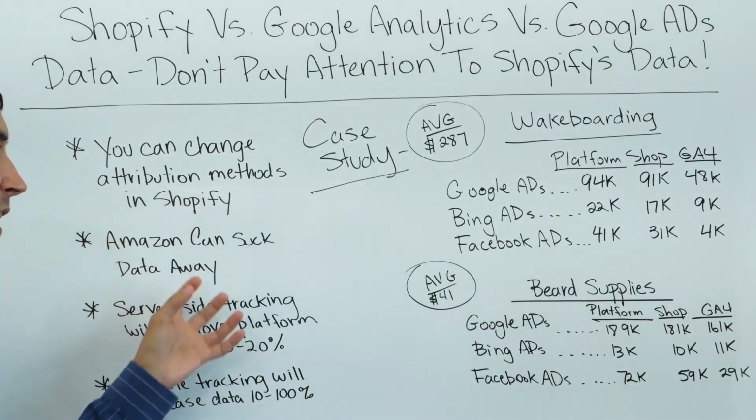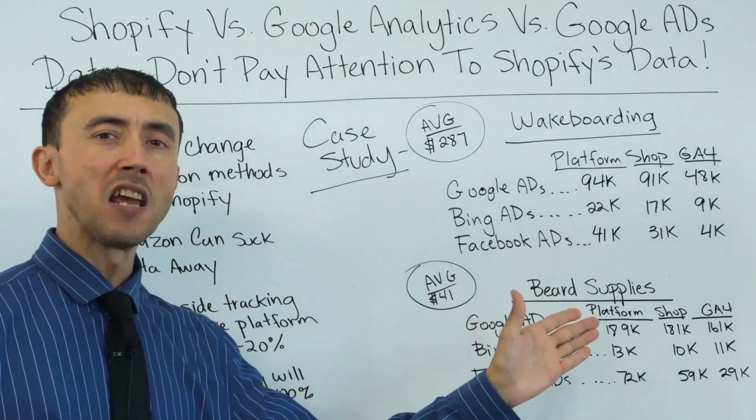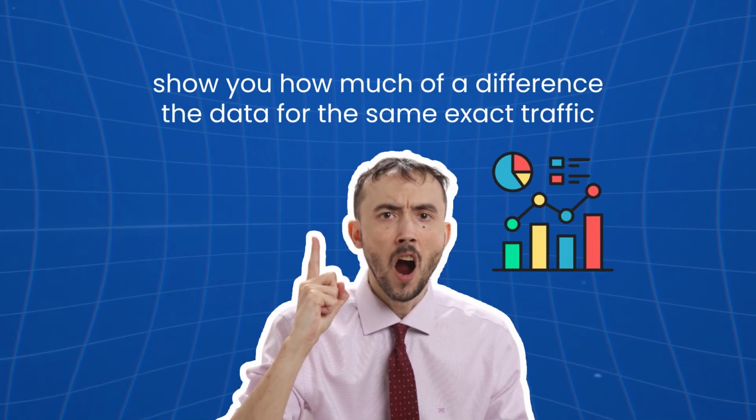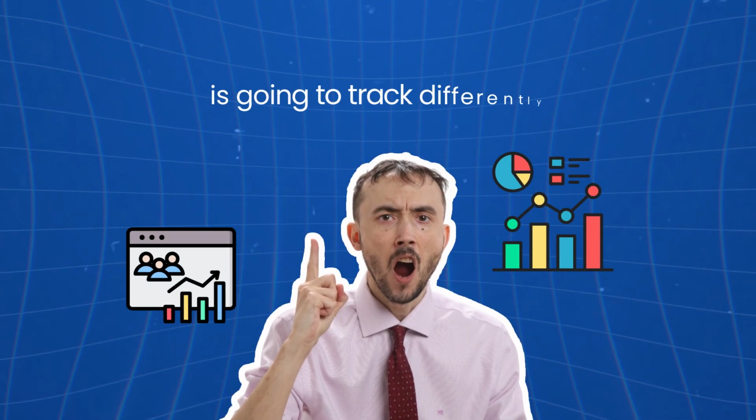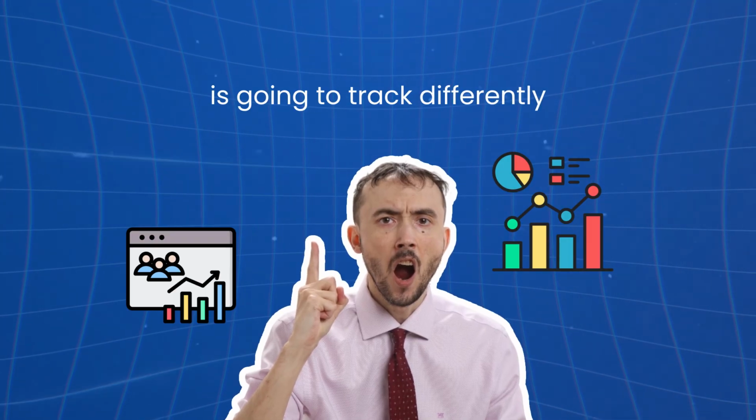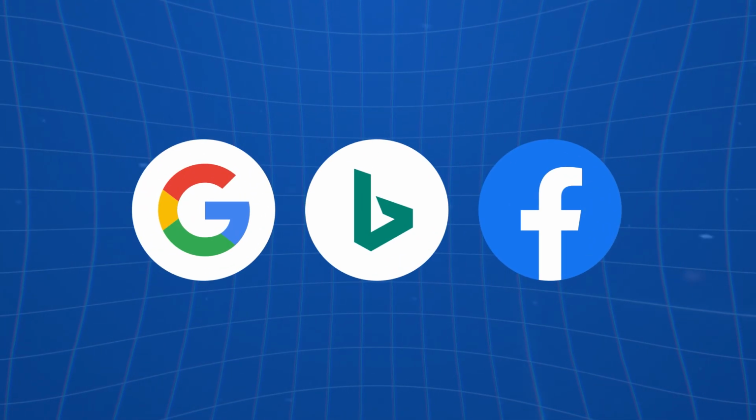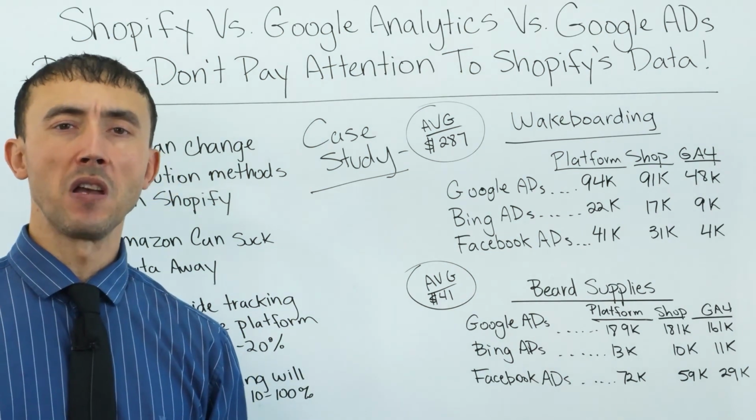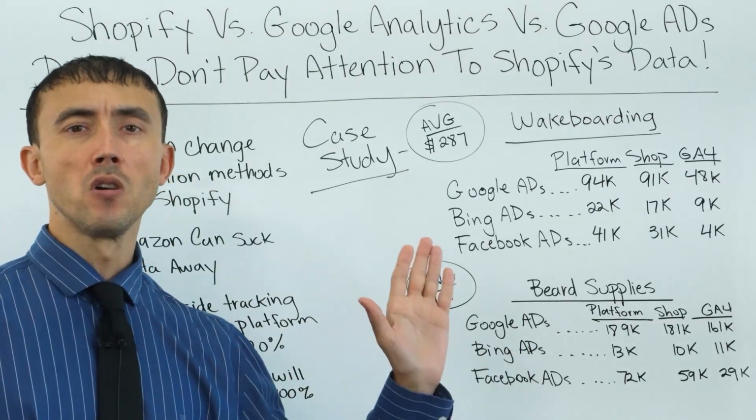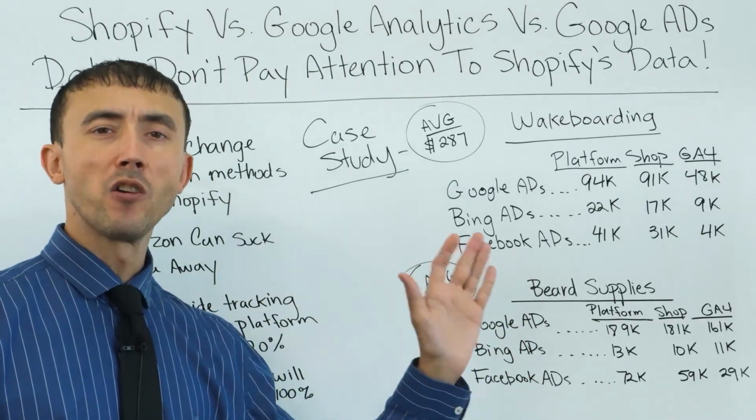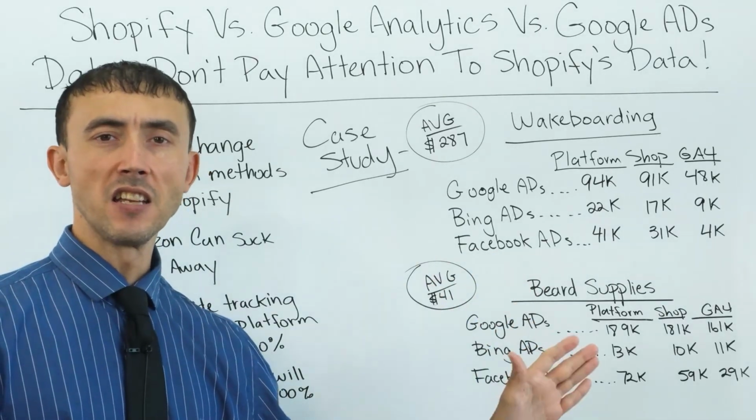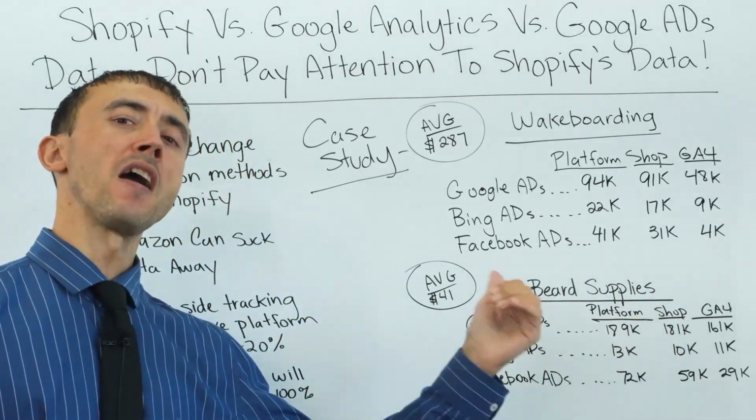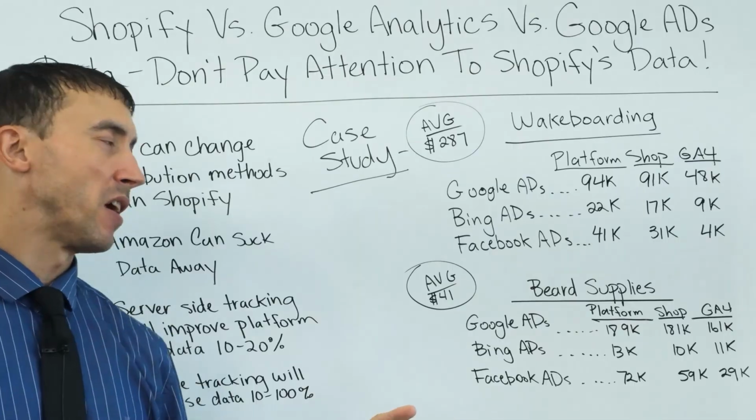I have some other key facts that I want you to know, but I'm going to go through the data first of all, so I can show you how much of a difference the data for the same exact traffic is going to track differently whether you're looking at Google or Bing or Facebook ads compared to Shopify, and then versus Google Analytics at the end of the day. The key thing here is that your average transaction size is going to dictate how much undercounting these other platforms are going to do compared to the ad platform itself.